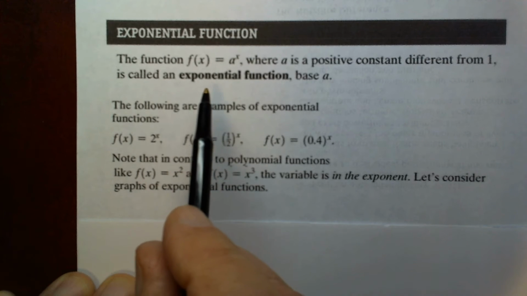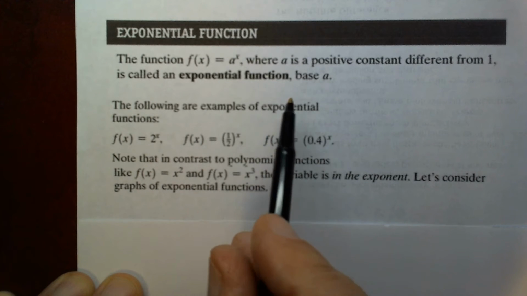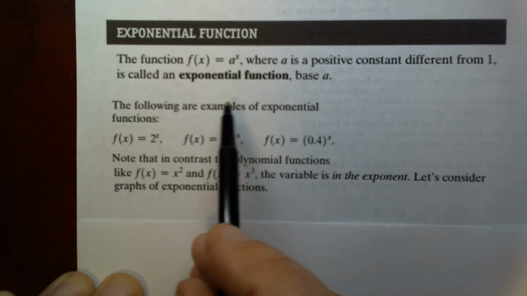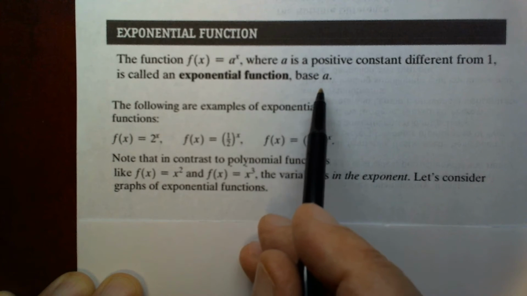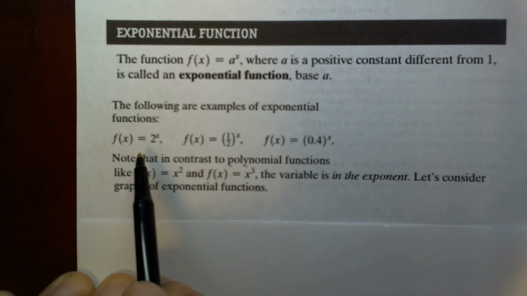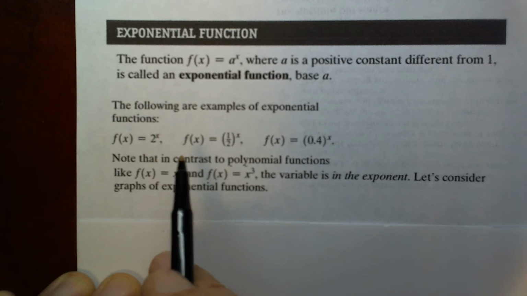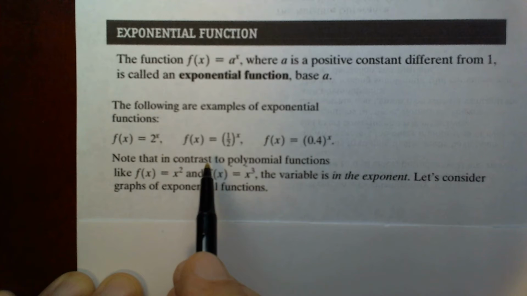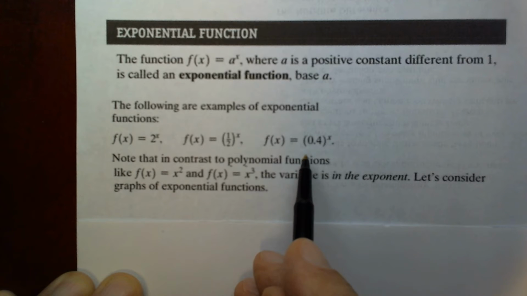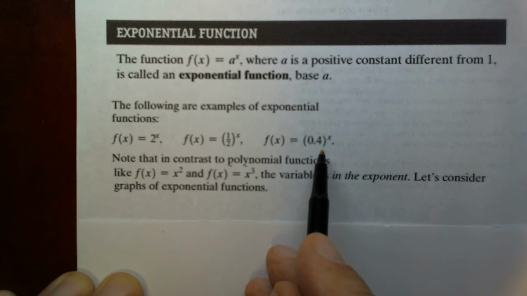The function f of x equals a to the x, where a is a positive constant different from 1, is called an exponential function base a. And the following are examples of exponential functions: f of x equals 2 to the x, f of x equals (1/2) to the x power, and f of x equals 0.4 to the x power.